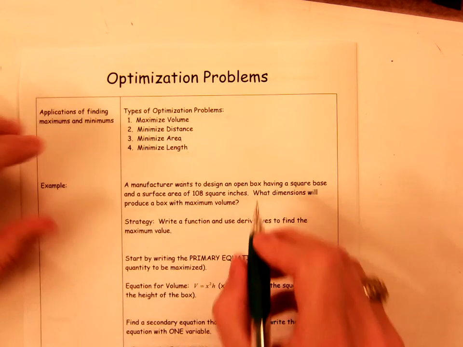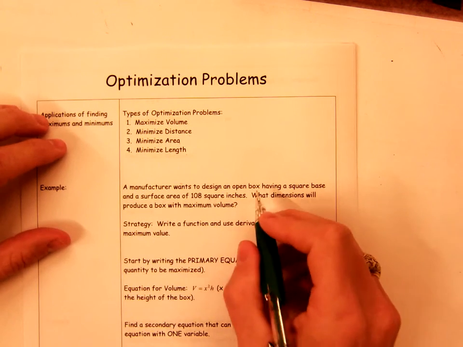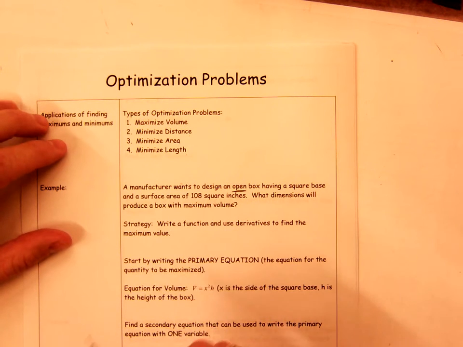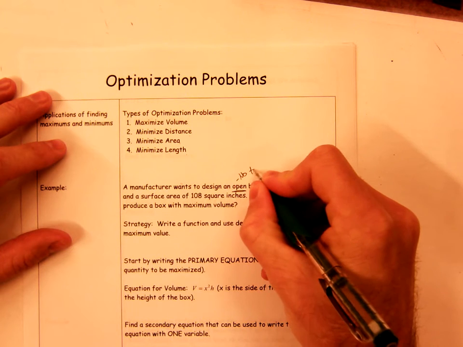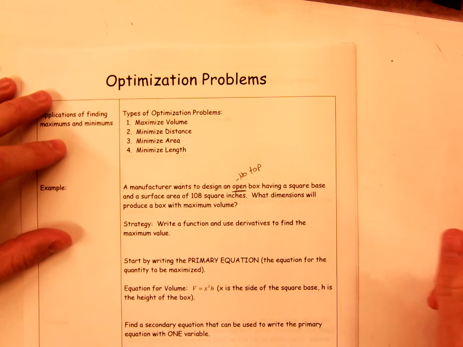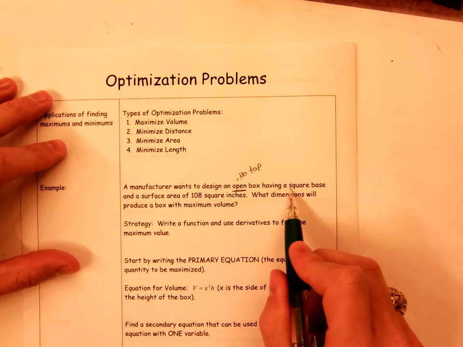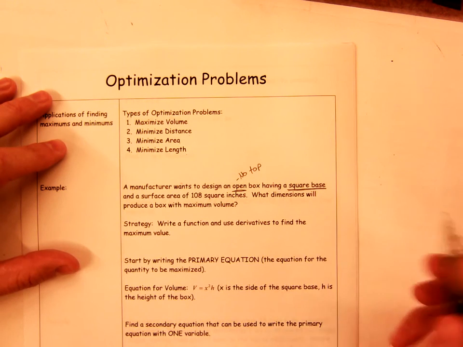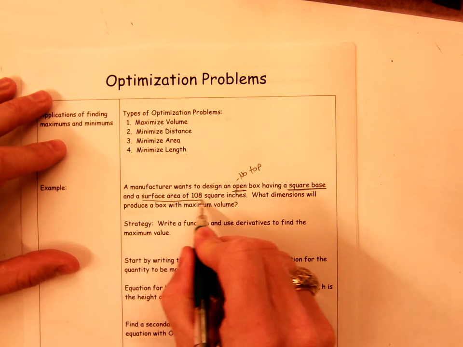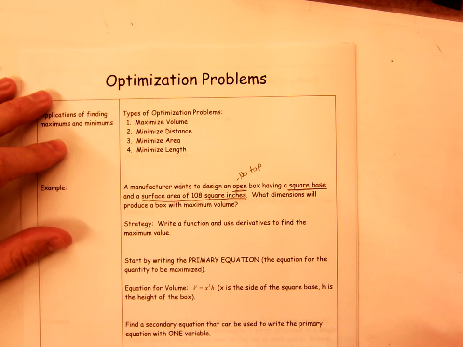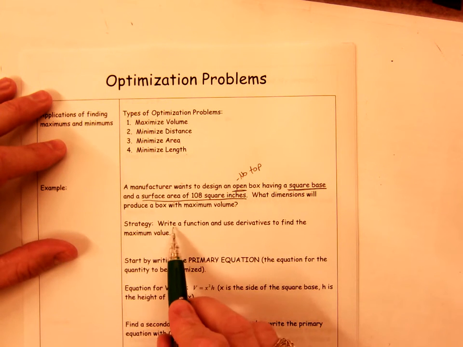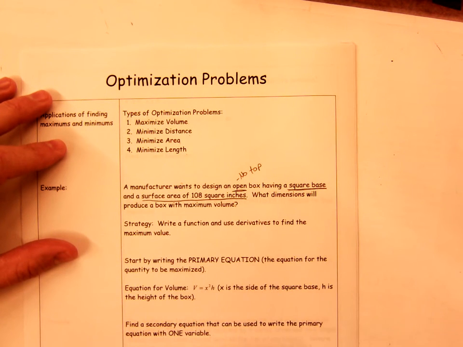First thing, you have an open box. What does open mean? No top. Which doesn't seem like a big deal, but are you going to have materials on that top? No. So you don't have to count that one. Has a square base. That's important. We want to know that. Has a surface area of 108 square inches. What dimensions will give me the maximum volume? So the strategy: write a function and use derivatives to find the maximum volume.